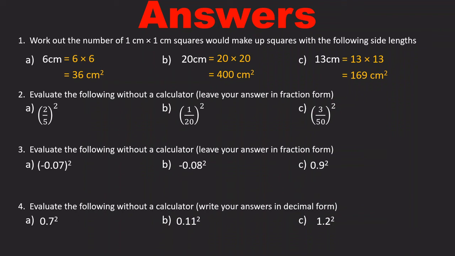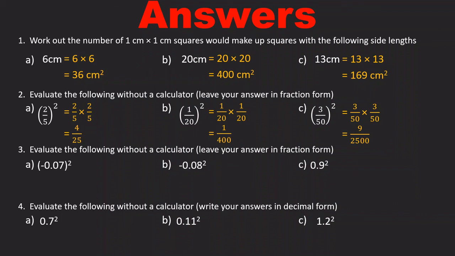For question 2, first write this fraction multiplied by itself, so 2/5 times 2/5. And to multiply a fraction by another fraction, we multiply the tops together and multiply the bottoms together. So that's 4/25. For question B, 1/20 times 1/20. 1 times 1 is 1, 20 times 20 is 400. For question C, 3 times 3 is 9, 50 times 50 is 2,500.